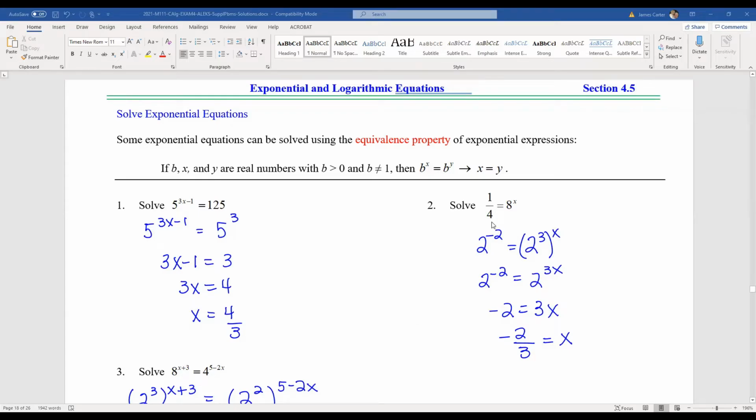In this case, 8 is a power of 2, and 1/4 is a power of 2. In other words, 8 is 2 to the third, 1/4 is 2 to the negative second. So now we have the same base. We combine the 3 and the x over here. So 2 to the negative second equals 3 to the x. We remove both bases, and we have -2 equals 3x and finish solving.